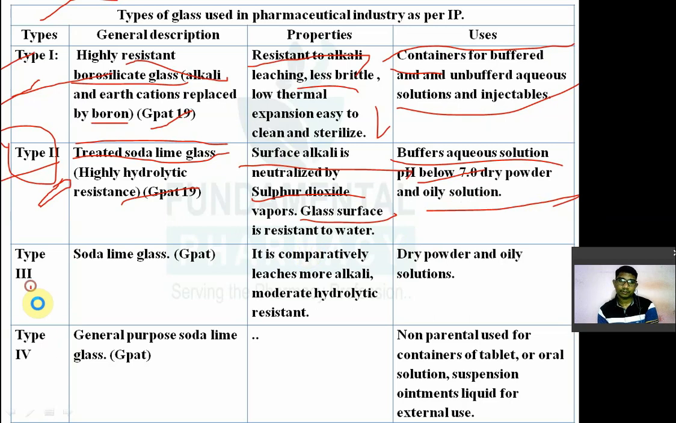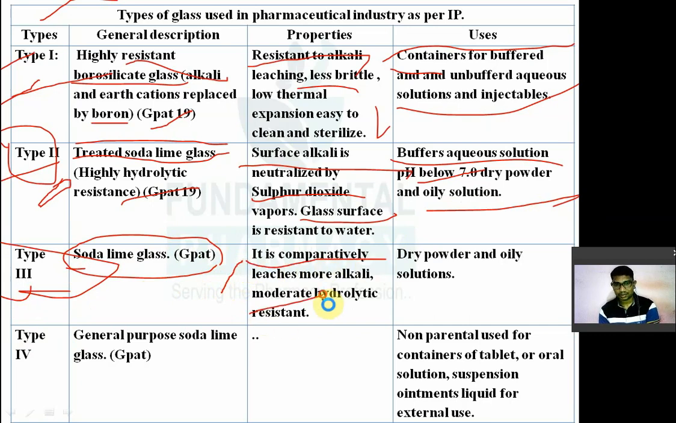Now type 3 glass. Type 3 glass is known as a soda lime glass or simple soda lime glass. It releases more alkali as compared to other types and it has a moderate hydrolytic resistance and it is used for the dry powder and oily solutions. So containers made up of this type 3 glass are used for the dry powders and oily solutions. Now type 4 glass.